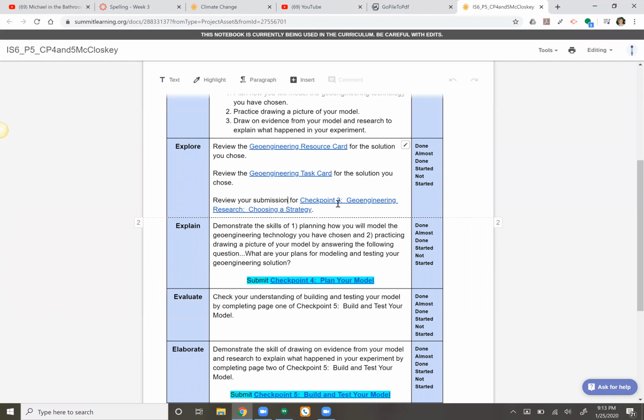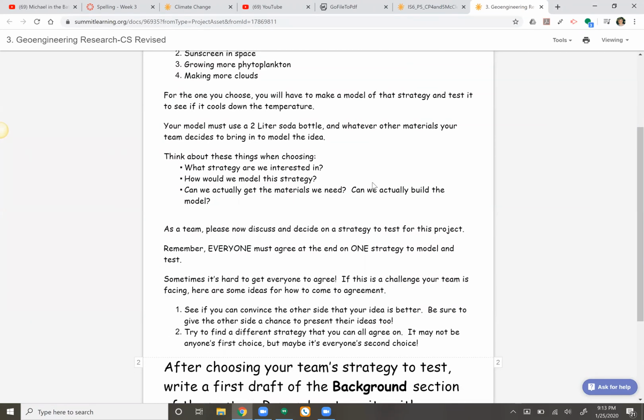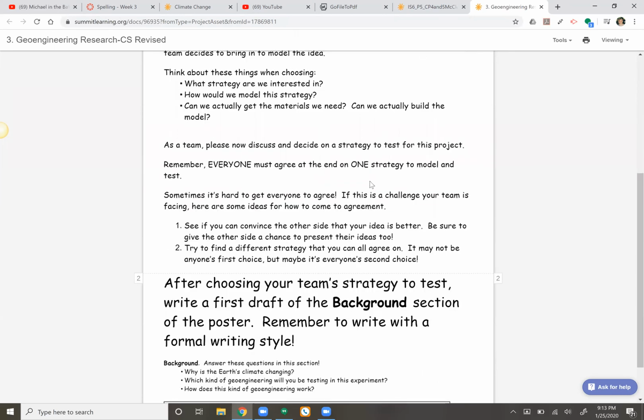And I'd also like you to review your submission for Checkpoint 3. Go back through it, see if you got a green light, a yellow light, a red light, if there's any feedback. If you have a green light, make sure you check the feedback. You can move on. If you have a yellow light or a red light, review your feedback and resubmit. Please do not go on any farther until you have accomplished a green light for Checkpoint 3, because this is super important.